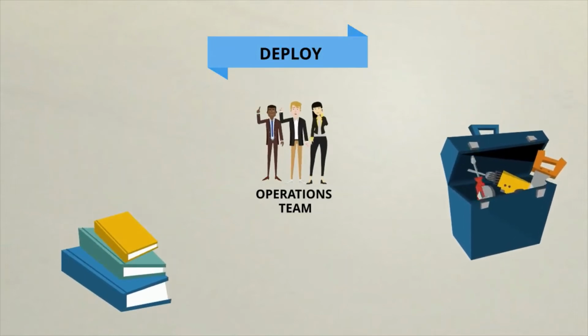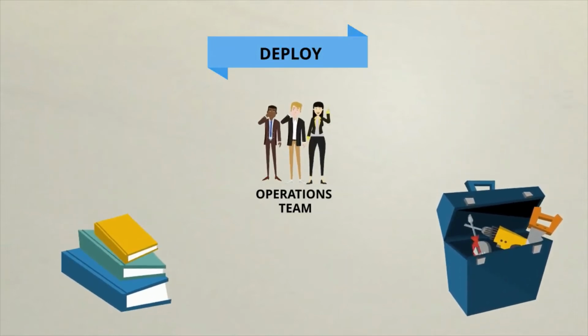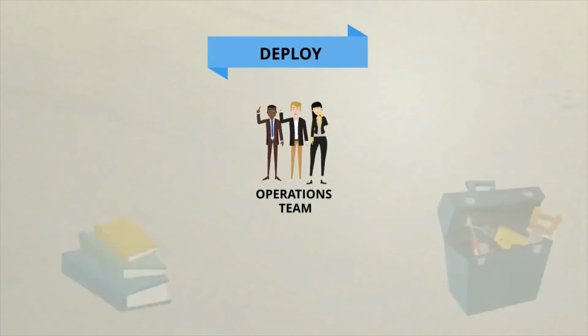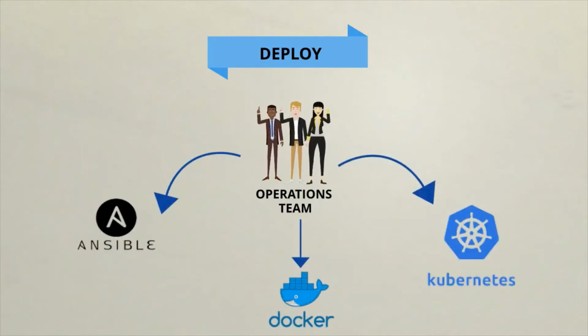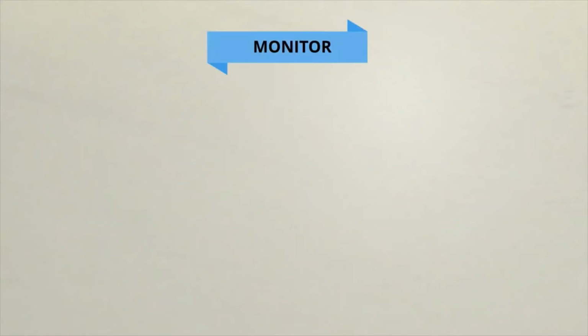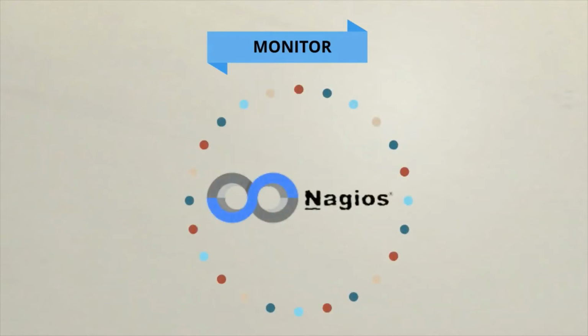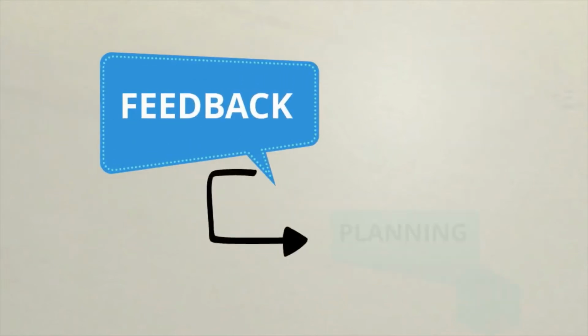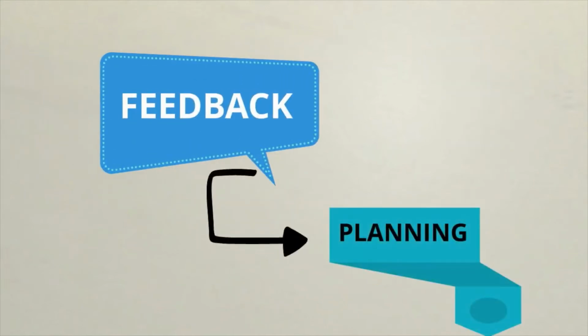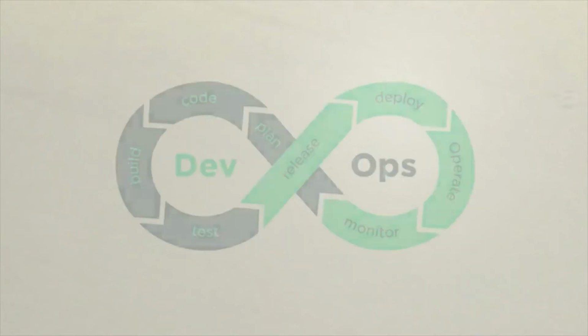Now the code is deployed to the working environment by the operations team. Ansible, Docker, and Kubernetes are the most common tools used to automate these phases. After the product is deployed, it is regularly monitored. Nagios is one of the most popular tools for automating this process. After this step, the feedback obtained is returned to the planning phase. And this is what forms the core of the DevOps lifecycle.